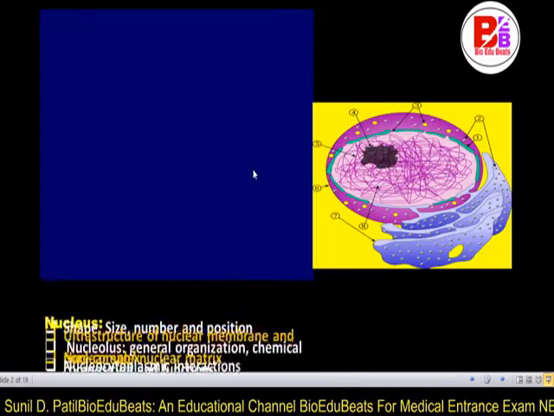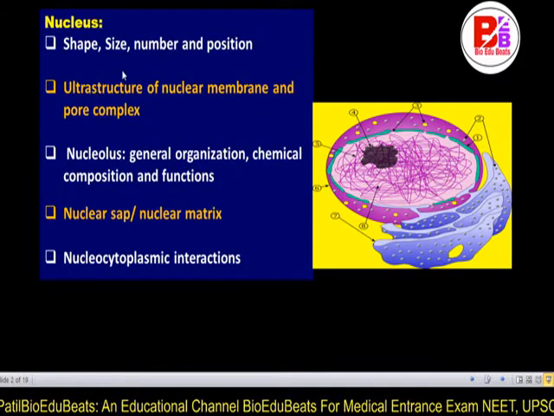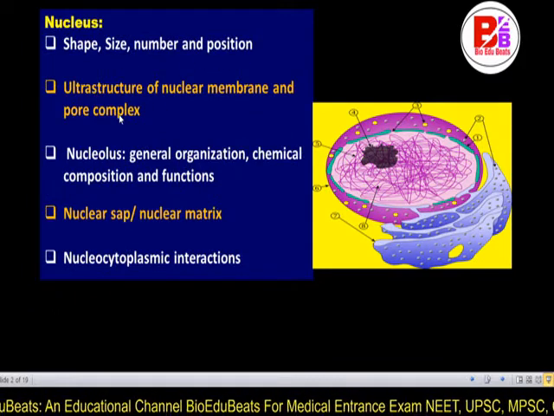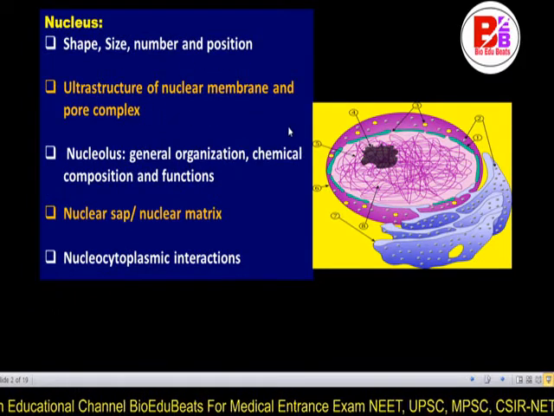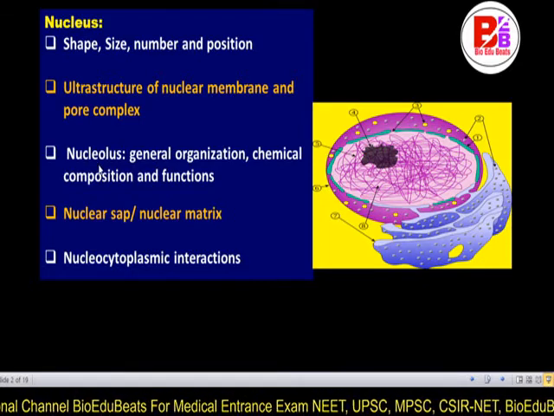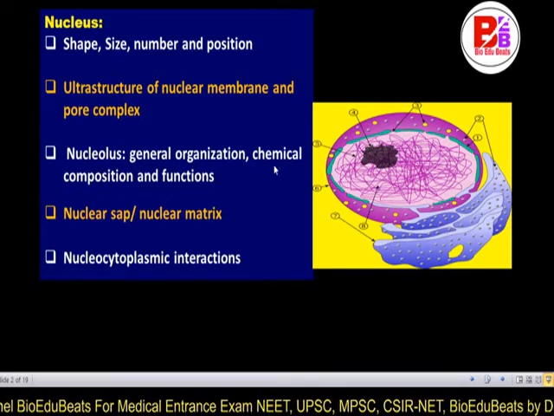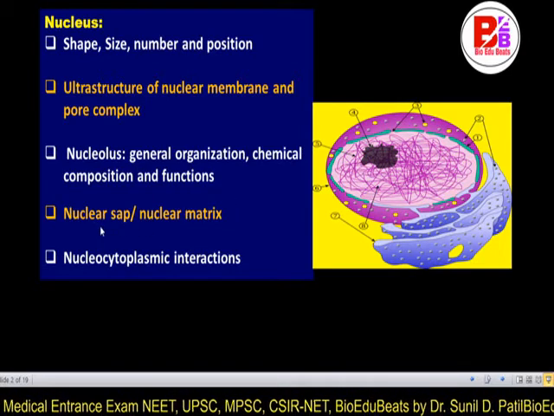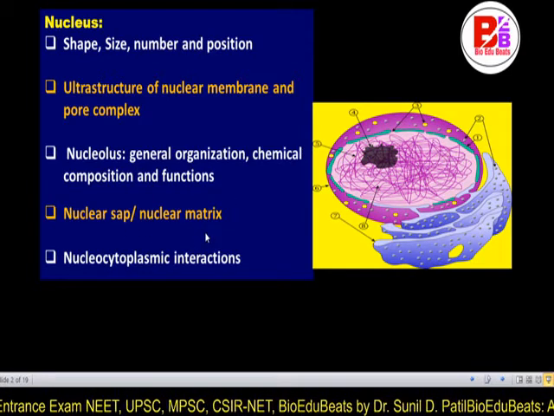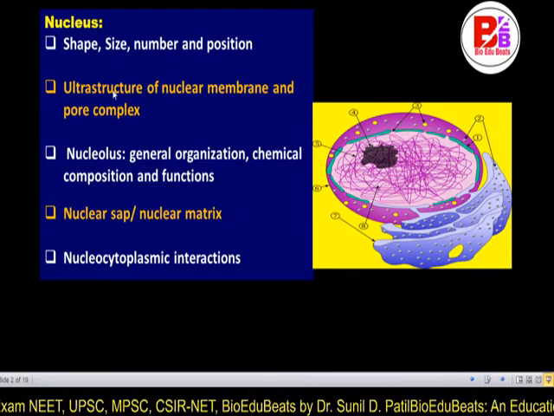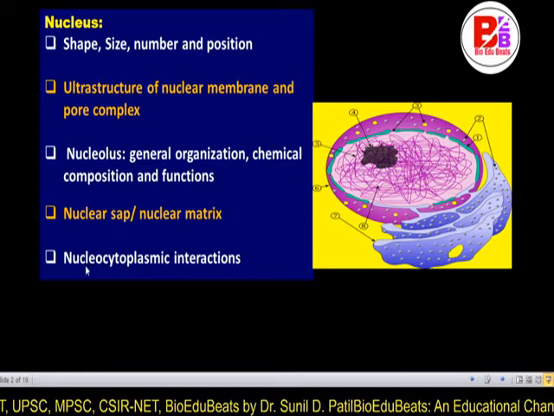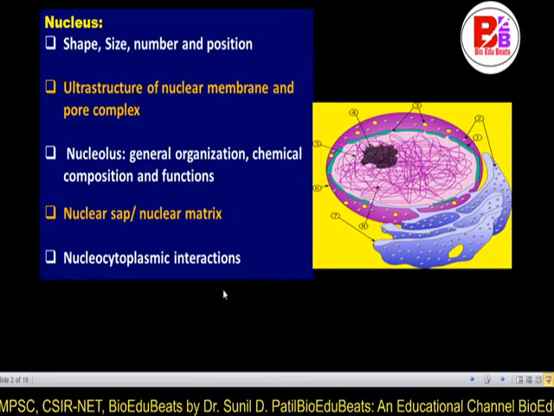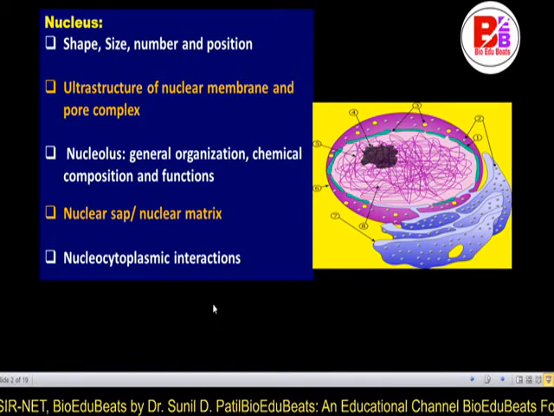In this part on the nucleus, we are going to see these points: shape, size, number and position of the nucleus, then ultrastructure of the nuclear membrane and the pore complex, nucleolus, general organization, chemical composition and function of the nucleolus, and the nucleoplasm, that is nuclear sap or nuclear matrix. These points we are going to see in this video. The nucleocytoplasmic interaction we are going to see in the next video.